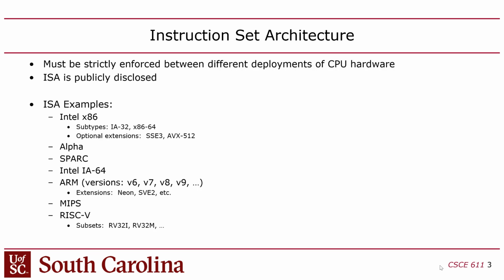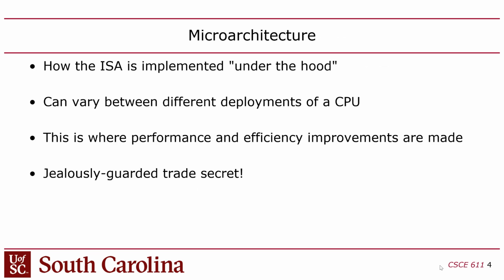ARM has been coming out with a sequence of instruction sets. The old original Raspberry Pi ran version 6. Then there was version 7. Then version 8 was when they introduced 64-bit, and now they're about to release version 9. Within ARM, they have extensions like Neon, and the newest one is called SVE2, which are their vector extensions. And then, of course, you know MIPS, and then there's RISC-V, and even RISC-V is subdivided into multiple subsets, two of which we're going to target, called RV32I and RV32M, which is basically the 32-bit integer and multiply components of the RISC-V instruction set.